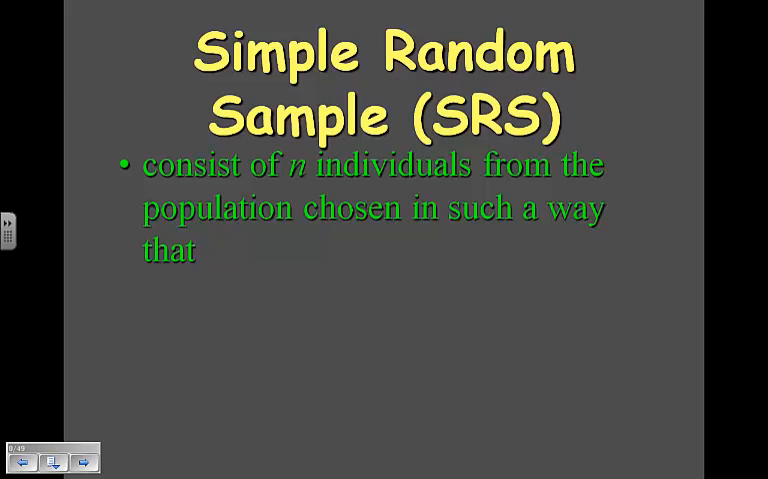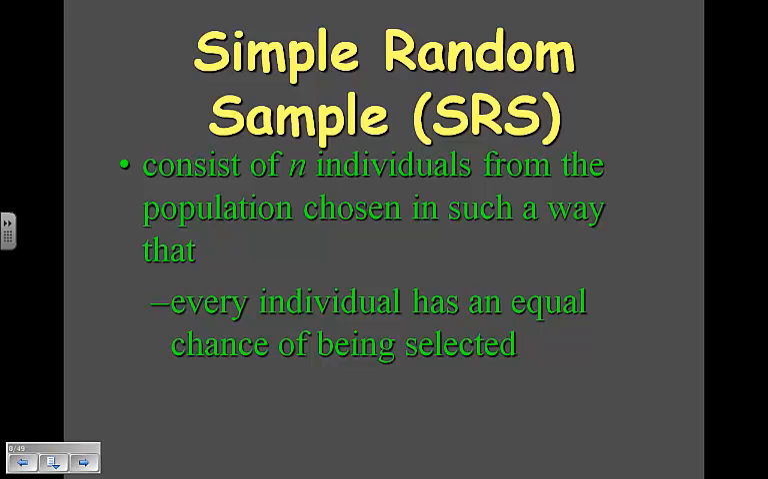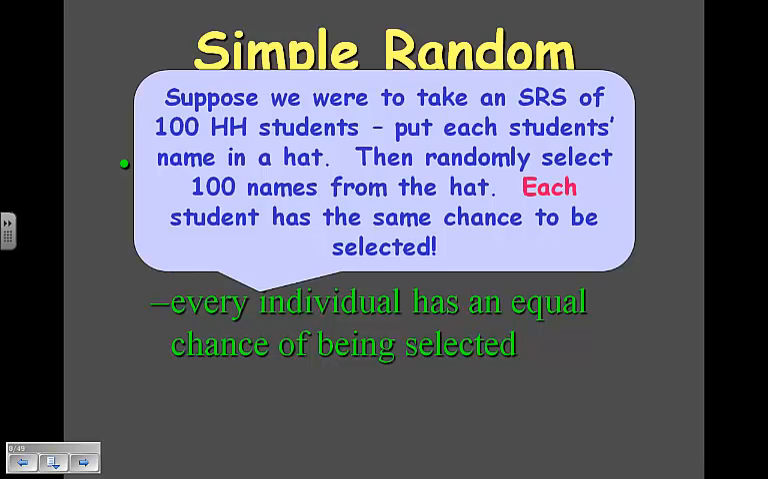A simple random sample, this is the gold standard, consists of n individuals, some number of individuals from the population, chosen in such a way that every individual has an equal chance of being selected. So suppose we were to take a simple random sample of 100 HH students. We put each student's name in a hat, and then we randomly select 100 names from the hat. Every student has the same chance of being selected using this method. This is a simple random sample.